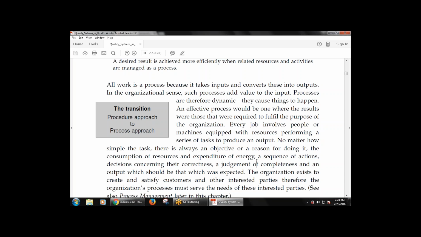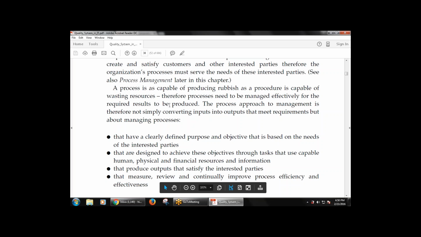The organization exists to create and satisfy the customers and other interested parties, and therefore the organization's processes must serve the needs of the interested parties. So whatever the need of the interested party is, that is used for the procedure approach and the process approach. So what is a process? A process is capable of producing rubbish, as a procedure is capable of wasting resources.